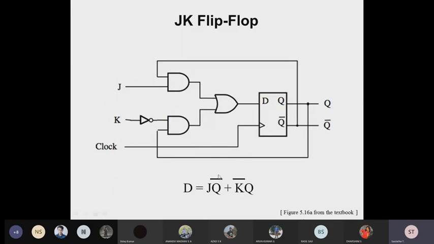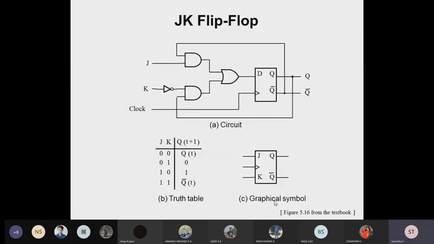So the expression for writing this entire thing will look like this: J Q complement plus K complement Q. This is similar to your previous expression, but there we had used the term T for both J and K, right? Only a single input was used. That's why we wrote it as T. But here we are using two different inputs. Every other concept is the same, but the only difference is that we are going to use two different inputs, so one is J and the other one is K. That's it. Every other thing is the same.